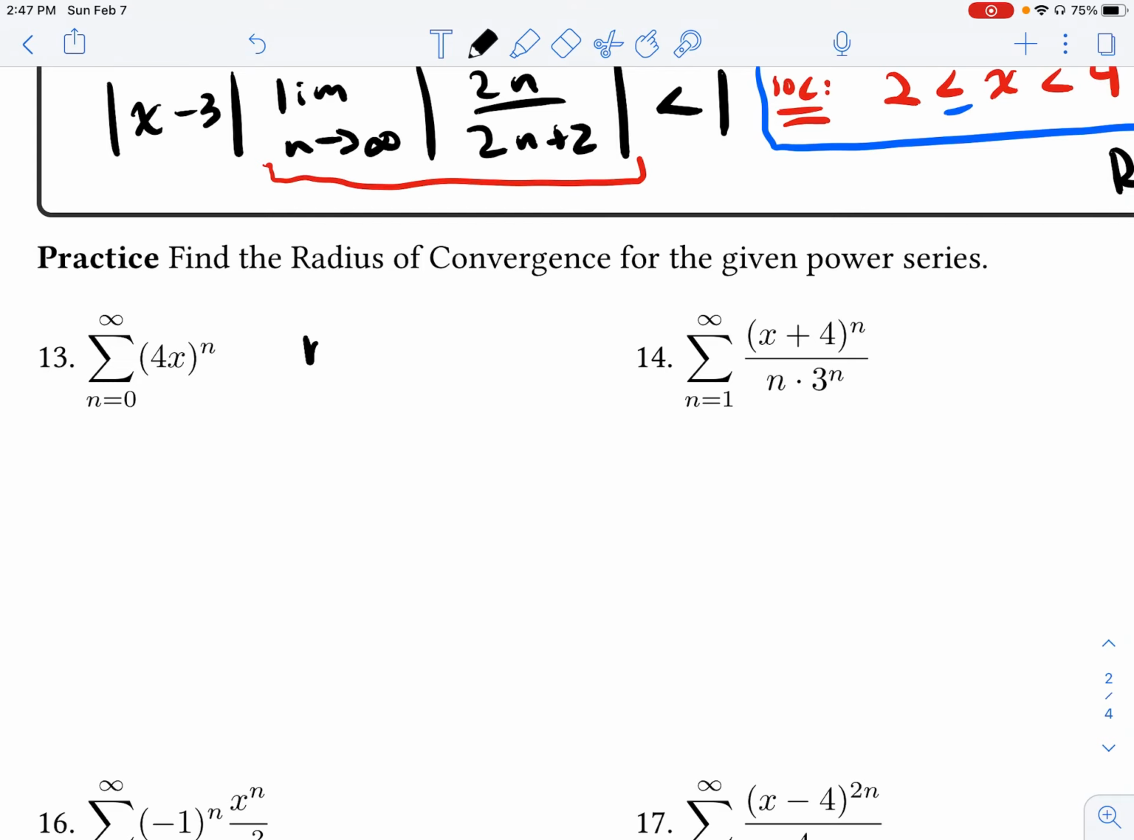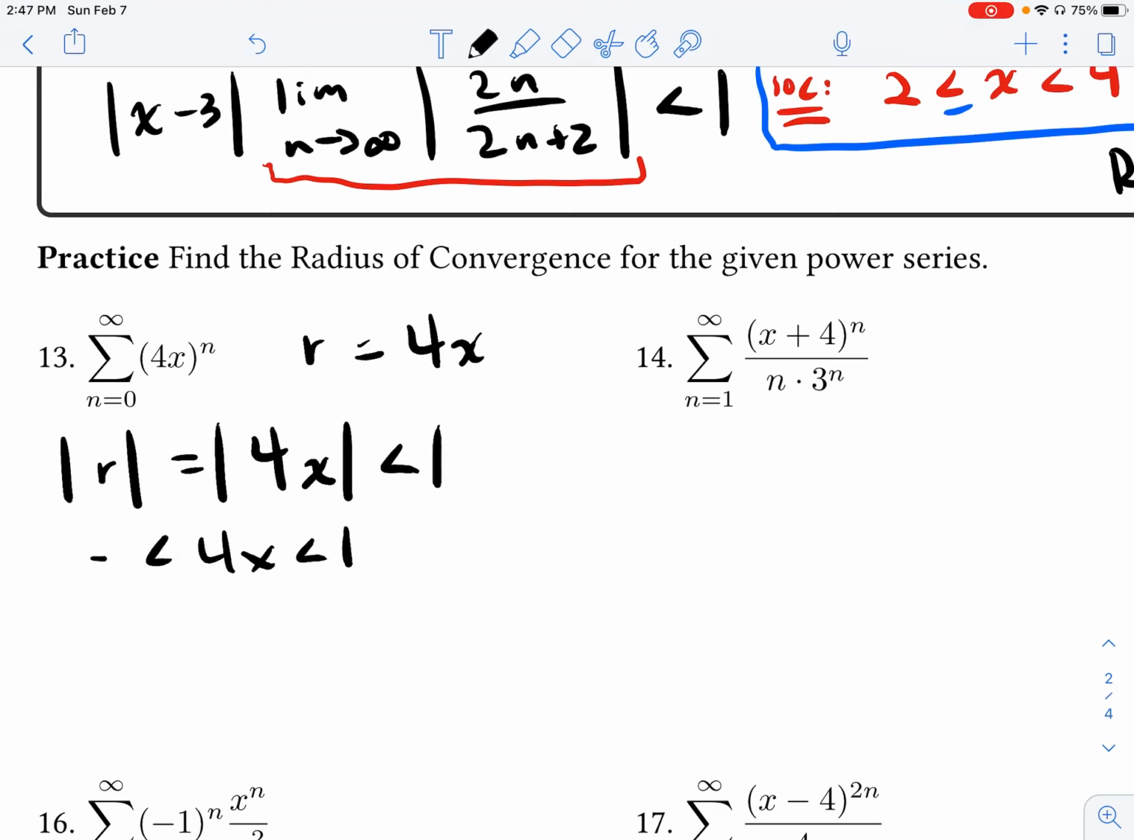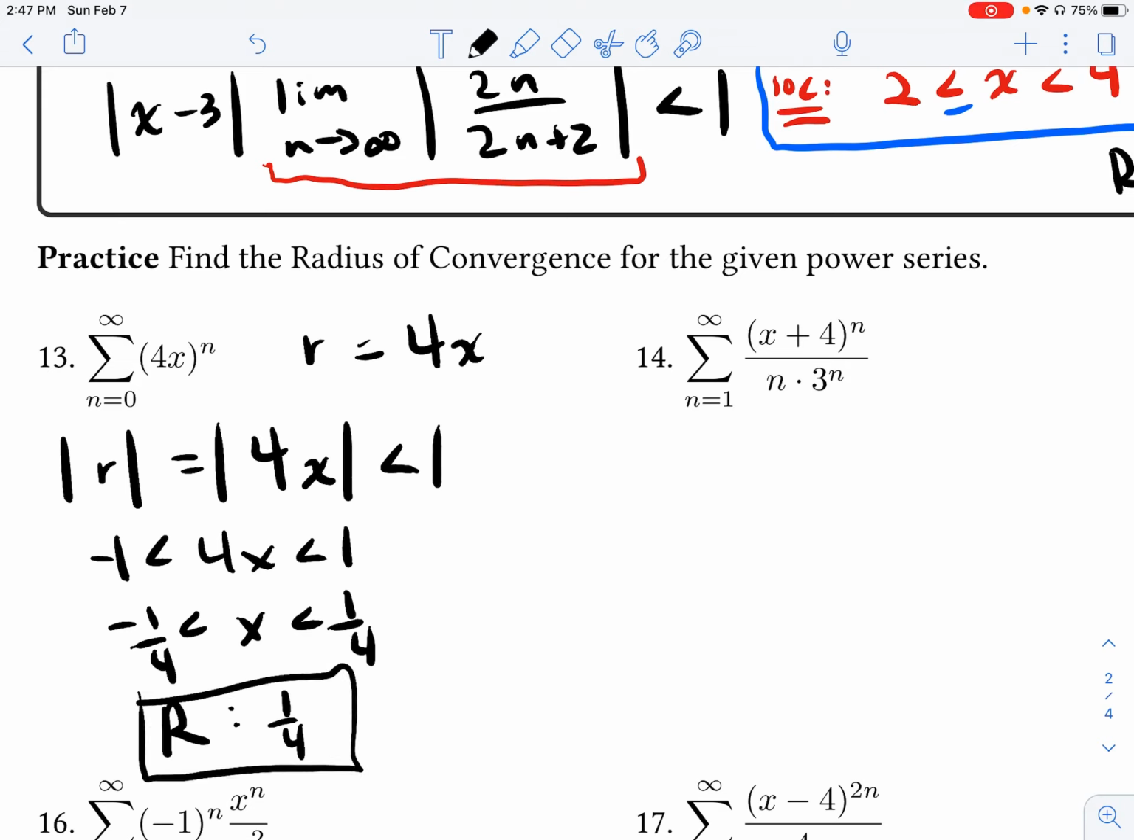We know that our common ratio is equal to 4x. So when the absolute value of our common ratio, 4x, is less than 1, then we can say this as a compound inequality. So when x is less than 1/4 and greater than negative 1/4, this is our IOC again. That means our radius of convergence is the distance from the center to the endpoint, which is 1/4. So there's our radius of convergence there, okay?